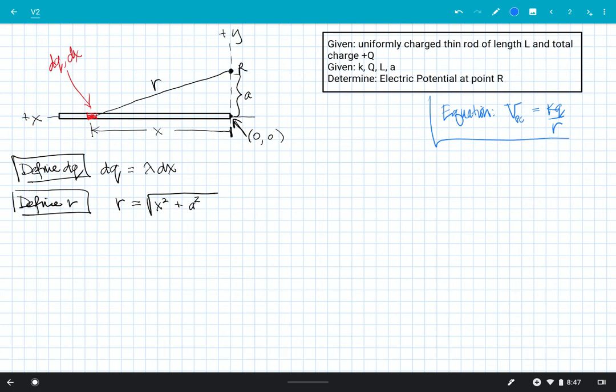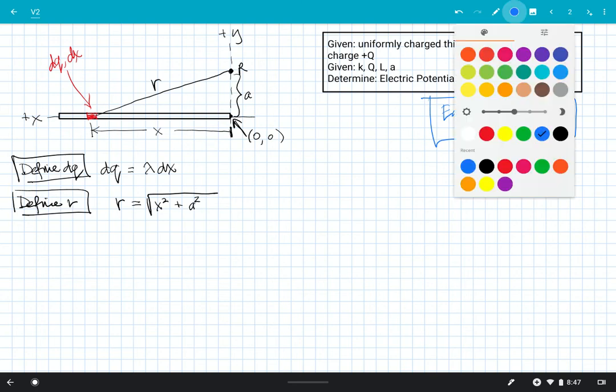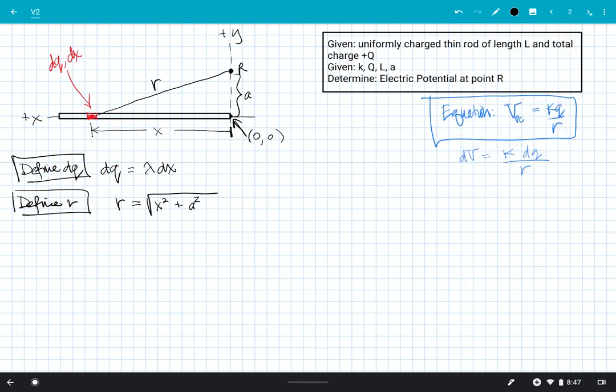All right, so I need to define my V. I'm using the same equation, and I'm going to write that in differential form: K dq over r. And that's the form I'm going to use here. So I know that I'm going to define my potential.